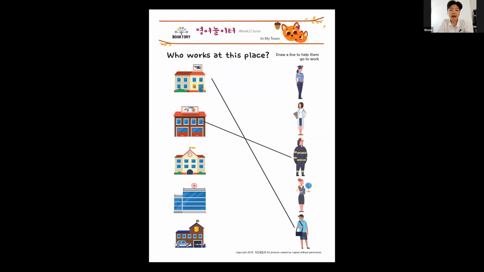The next one we have is a school. School is somewhere we go to learn. Who helps us learn? They teach us. Teachers. We go to school to see our teachers. The teachers work at school. The next one is a place where we go when we get hurt, when we are in pain. We go here to become healthy. So who works at the hospital? The doctor works at the hospital.